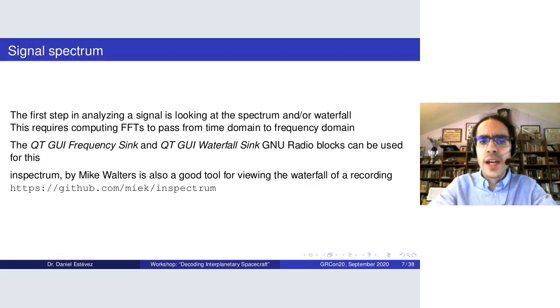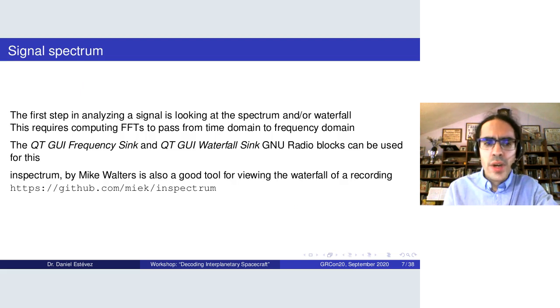So let's get on to analyzing this recording. The first step, whenever we have any signal and want to look at it, is to look at either the spectrum or the waterfall. The mathematics behind it is to use the Fourier transform to pass from time domain to frequency domain. In GNU Radio, we can use the QT GUI frequency sink to view the spectrum and the waterfall sink to view the waterfall. There's also a very good tool by Mike Walters, inspectrum. You can use it to view the waterfall of the recording, and if you're using the Ubuntu VM provided with the conference, inspectrum is also installed.